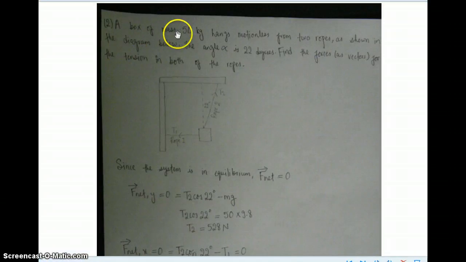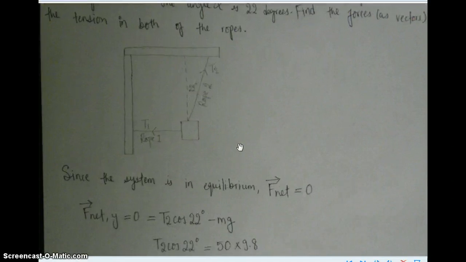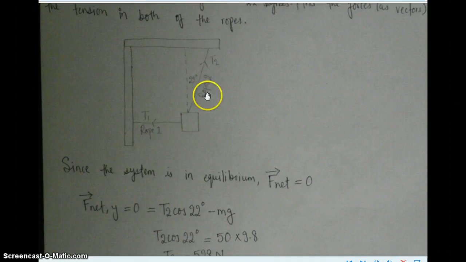Question number 2. A box of mass 50 kg hangs motionless from two ropes as shown in the diagram below. The angle alpha is 22 degrees. Find the forces as vectors for the tension in both of the ropes. The figure is shown. The tension T1 acts toward the wall in the negative x direction, and T2 acts on the wall at 22 degrees to the vertical. And this is rope 1 and this is rope 2.